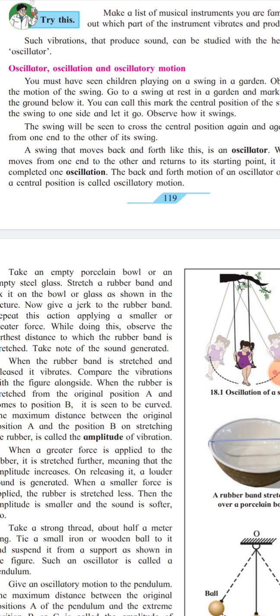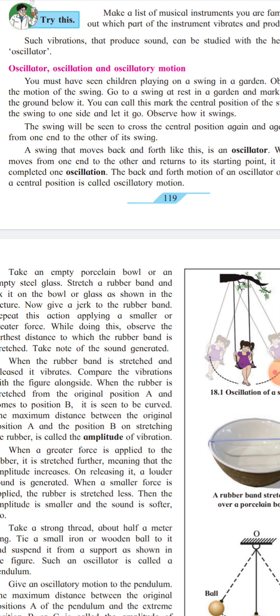Now, oscillation of an oscillator. When an oscillator moves from one end to the other end and returns to the starting point, it is said to have completed one oscillation. You must have seen children playing on a swing in the garden. Observe it carefully, then you will understand the motion of the swing. Go to a swing at rest in the garden and mark its position on the ground below it. You can call this mark the central position of the swing.